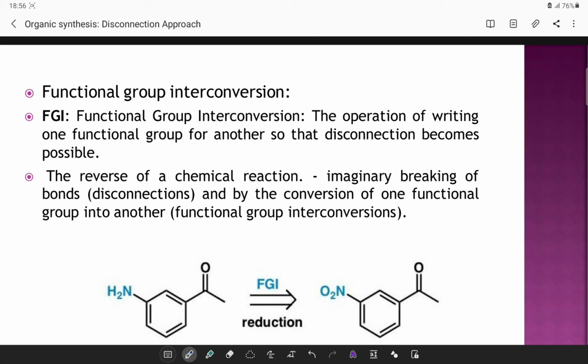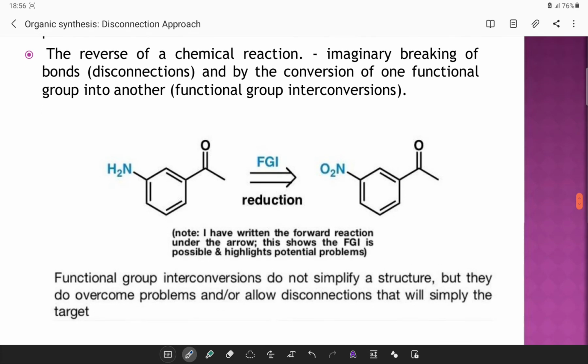The reverse of a chemical reaction, the imaginary breaking of bonds, is called disconnection, by the conversion of one functional group into another. Now, such writing of one functional group for another is called functional group interconversion. Now for example, we can observe that there is a presence of NH2.